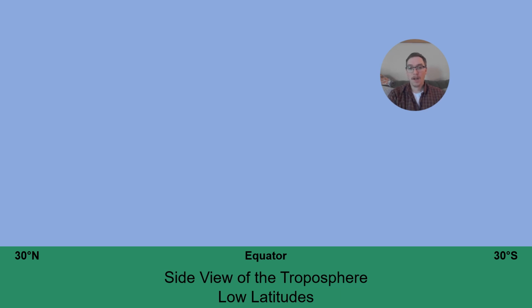So we're looking at a side view of the troposphere in the low latitudes here. Obviously, based off of our radiation budgets, we've got incoming solar radiation centered mostly on the equator, right? Moving between 23.5 degrees north and south throughout the year. But the dominant bulk of that is going towards the equator.